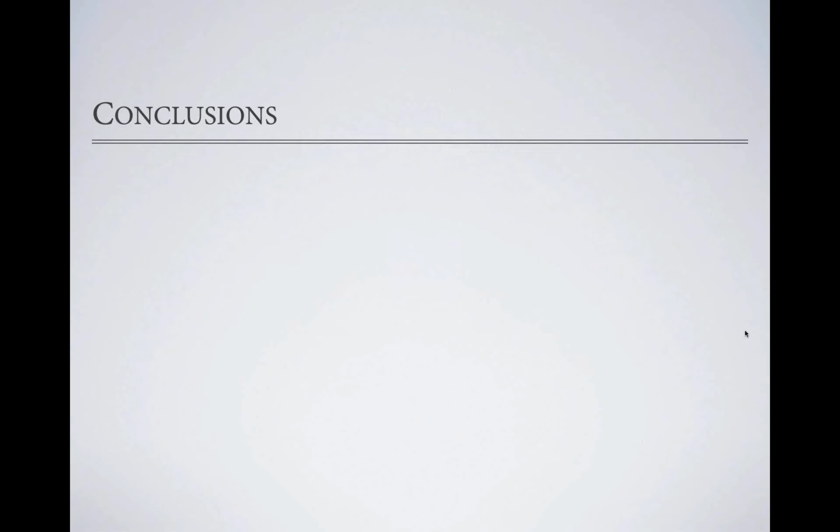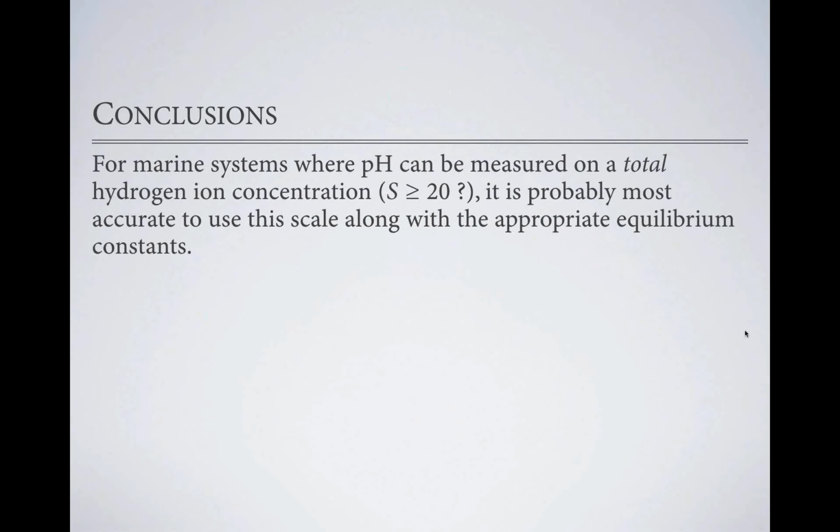So conclusions are fairly straightforward. For marine systems where pH can be measured on the total hydrogen scale, I say S greater than 20. That's currently based on how easy it is to make a simple tris buffer that you would calibrate and understand well, or that you could use somebody else's calibration based and through a spectrophotometric pH such as metacresol purple.